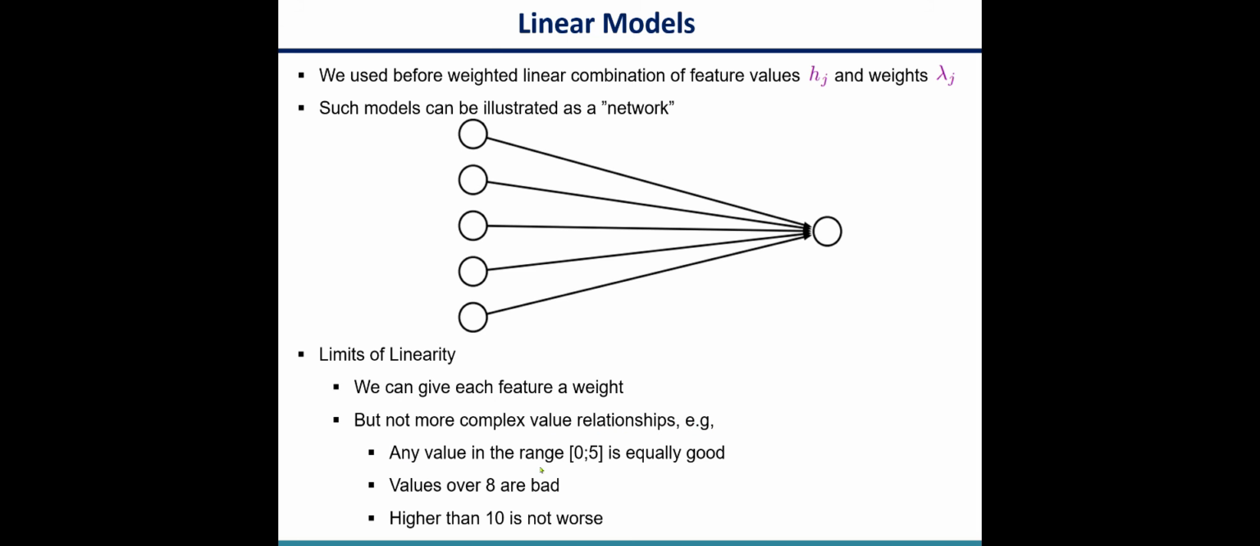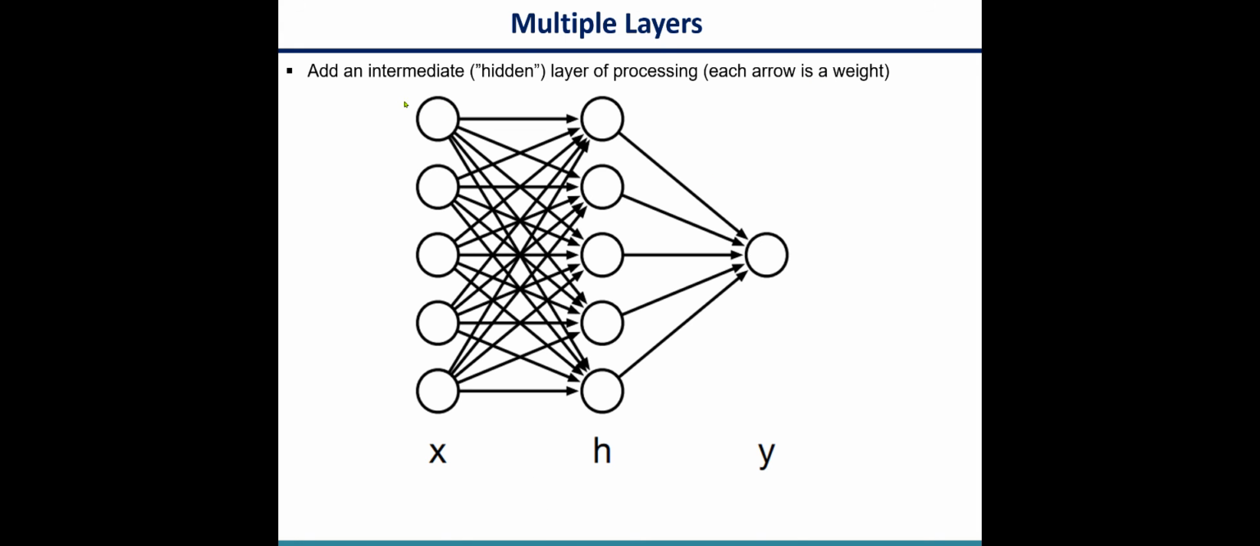For example, any value in the range 0 to 5 is equally good, values over 8 are bad, and higher than 10 is not worse. That is the type of problem with this linear model. So we introduce the multiple layer model. Multiple layers add an intermediate hidden layer of processing. Each single arrow is a weight, multiplied with the input, and that gives the answers in the hidden layer process, and this is the output.